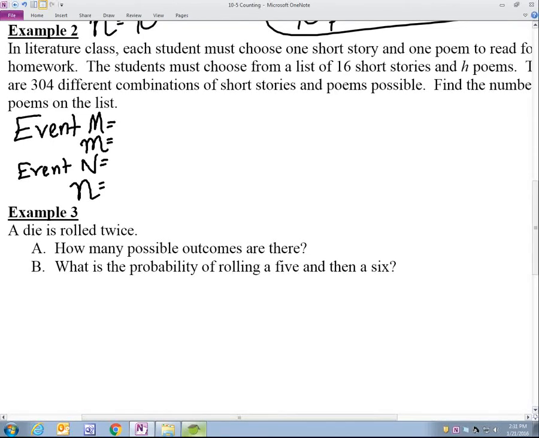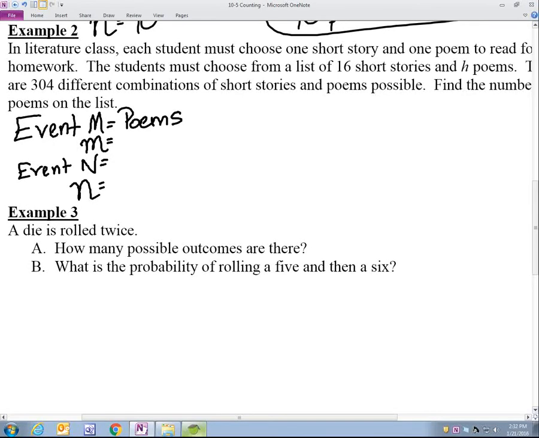Somebody I haven't heard from today. Cole, what would you want to be event M? Remember, event M is one of the things that happens that's not associated with numbers yet. The poems? Yeah, let's go with poems. Even though poems is written second, we're going to call it event M.